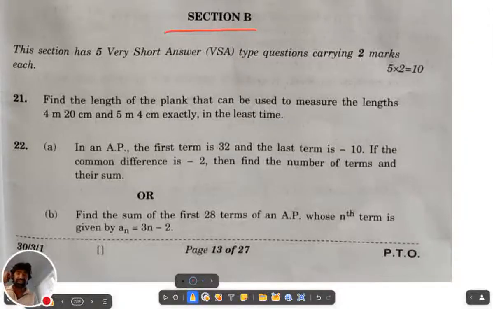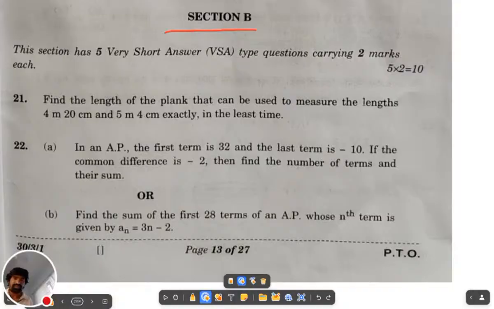So 4 meters 20 centimeters means 420 centimeters, and 5 meters 4 centimeters means 504 centimeters. So we need to find a number that will exactly divide 420 and 504. That is nothing but the highest common factor of 420 and 504. Let's find it.